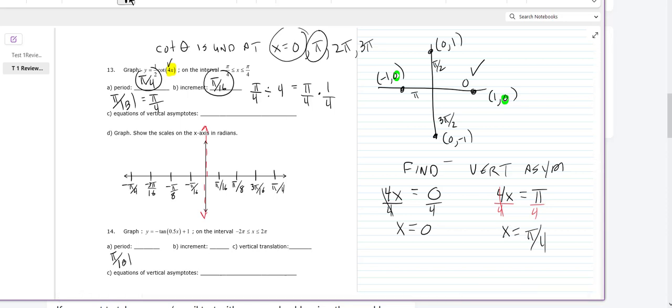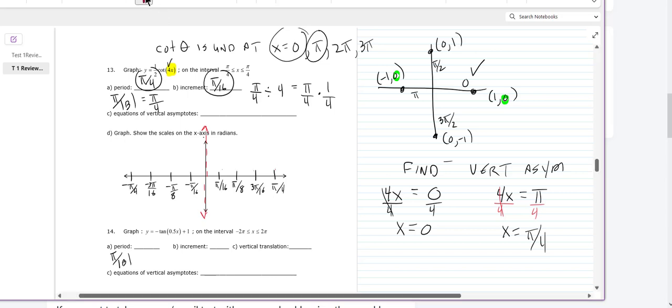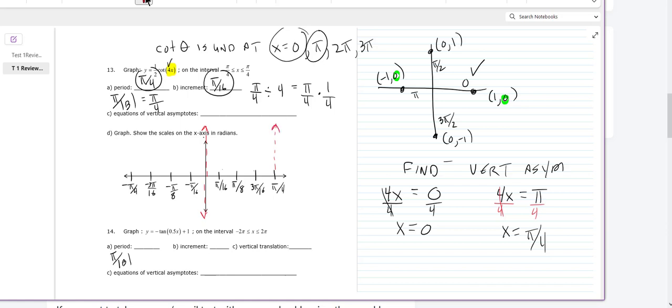Now you can also do this, guys. I mean, you've already got your increment. All you got to do is count to 5 to find the next one. So 1, 2, 3, 4, 5. That next asymptote's going to be there. Okay, and then you can do this way. Just count to 5. Start here. 1, 2, 3, 4, 5. Your other asymptote is negative pi over 4. Okay, so we got that.